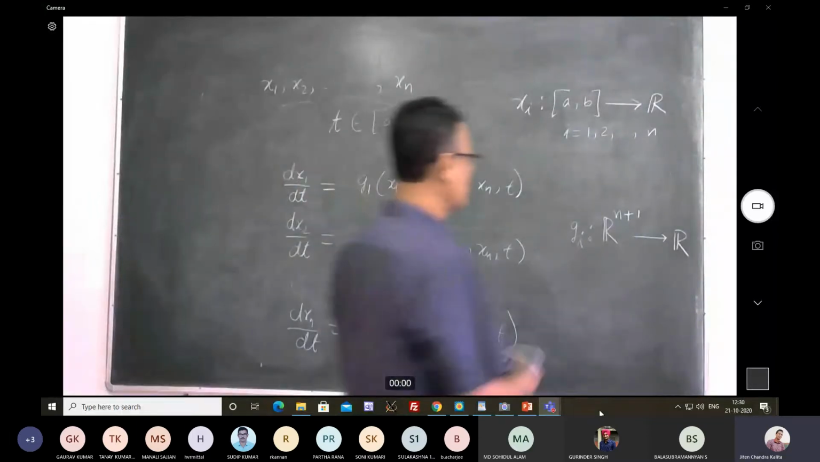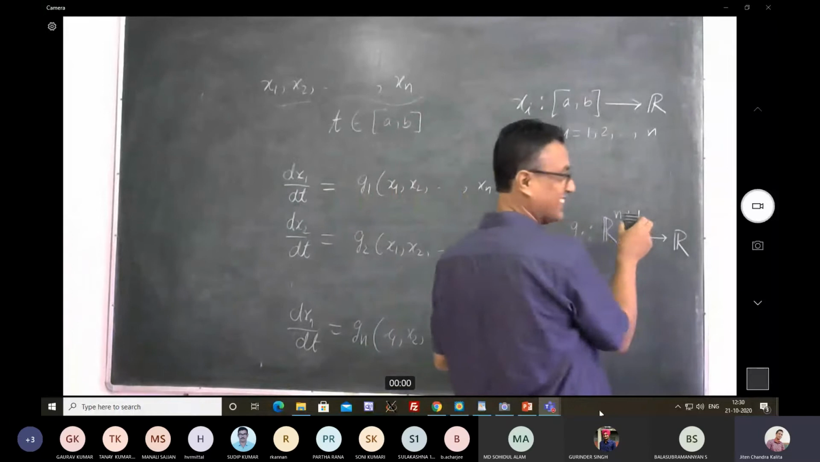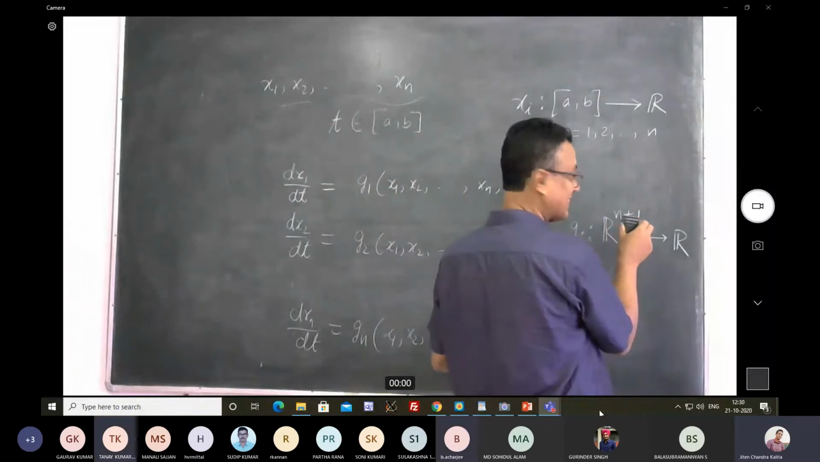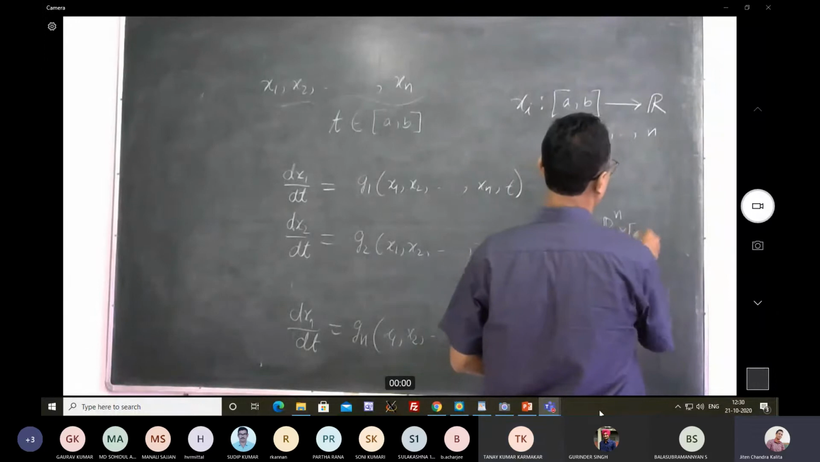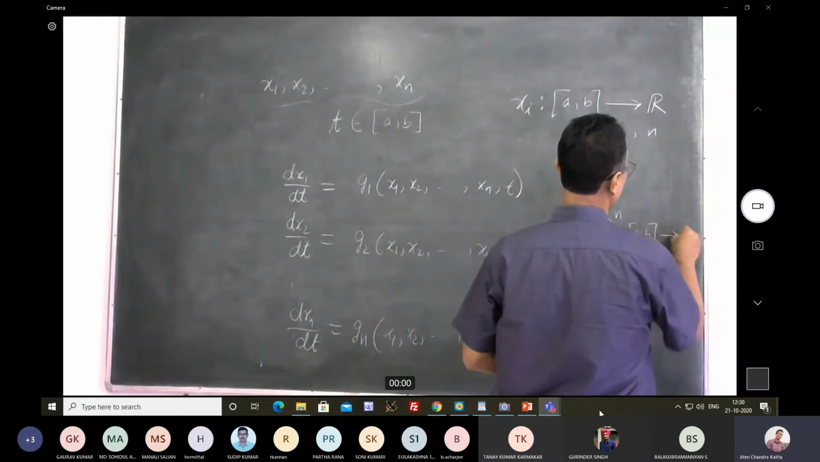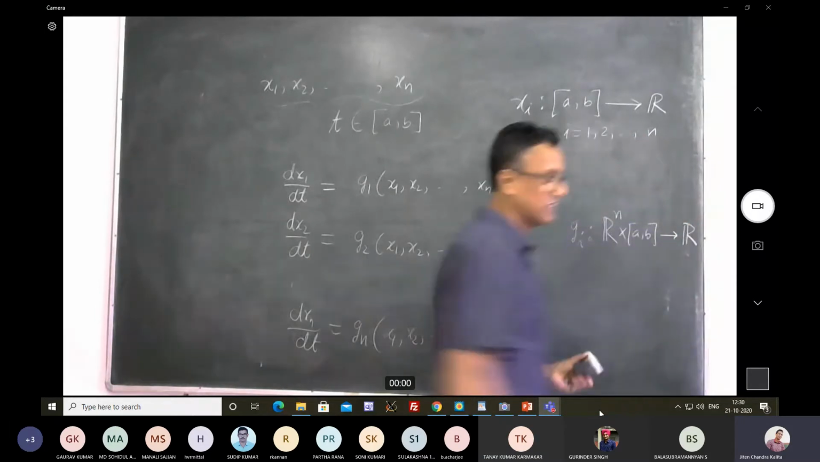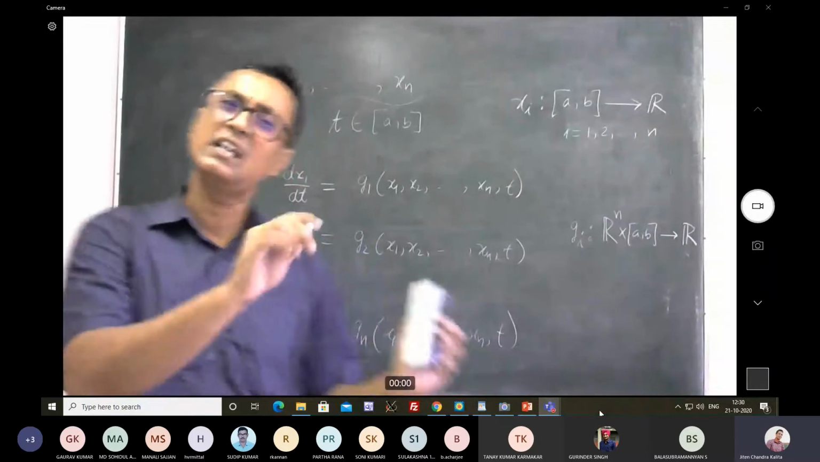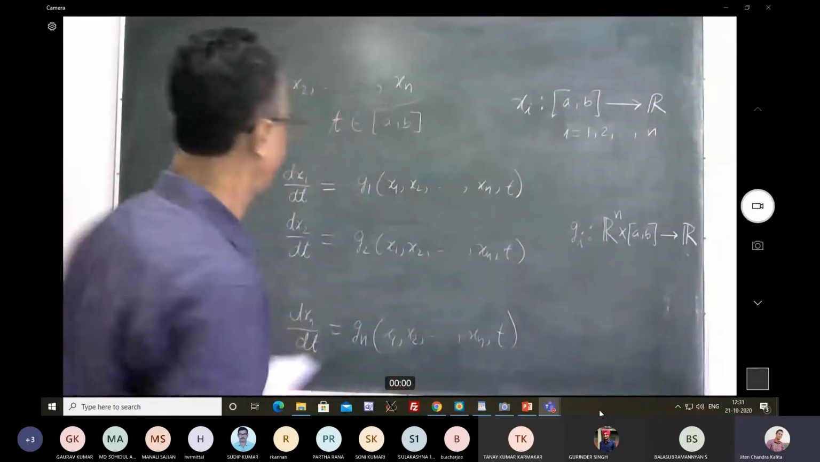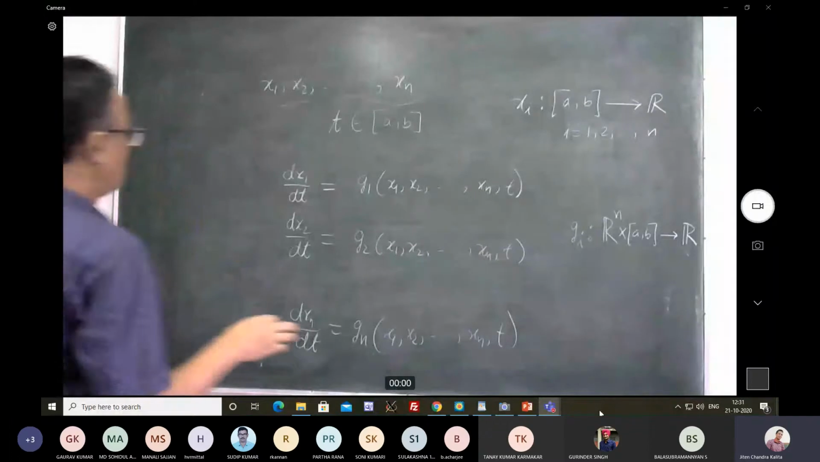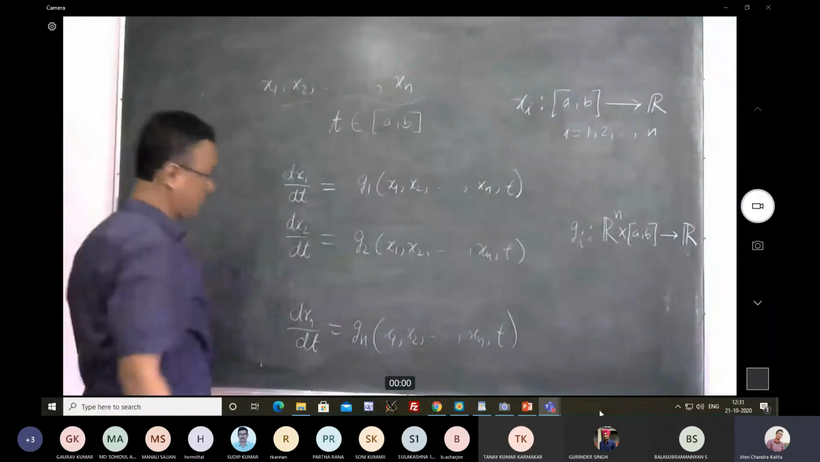Is it Rn plus 1, or can I further reduce it? Rn cross equals Rn cross AB to R, if you want to be more precise, but roughly Rn plus 1 to R is also fine. Okay, right. So this is my system of equations.